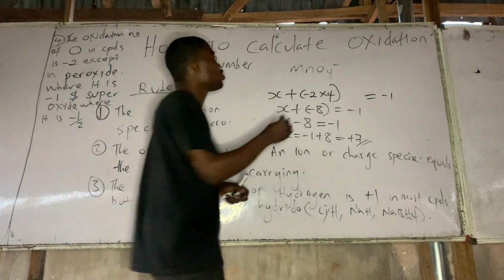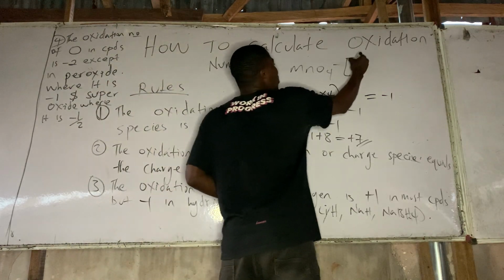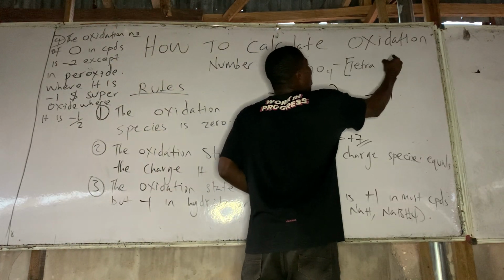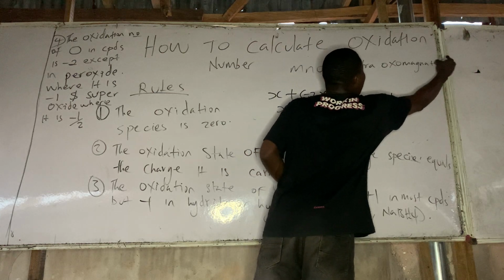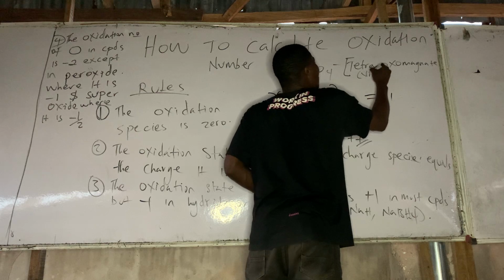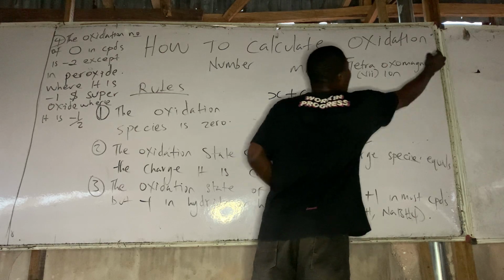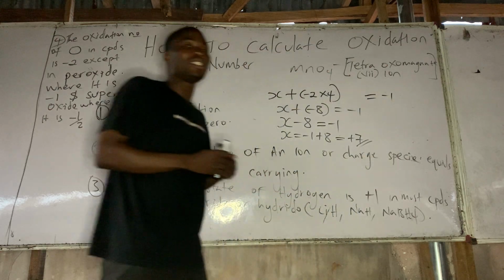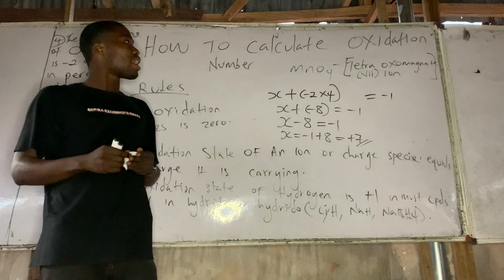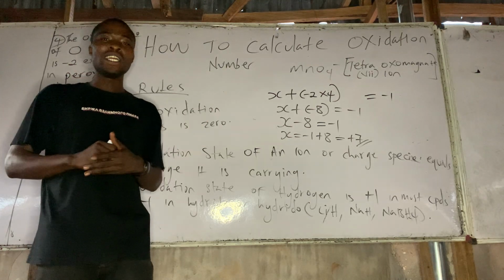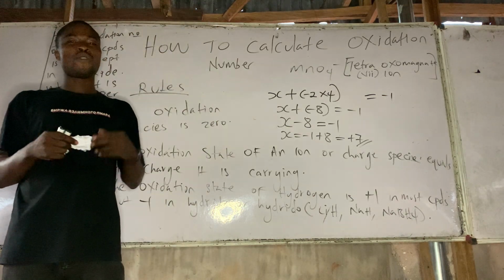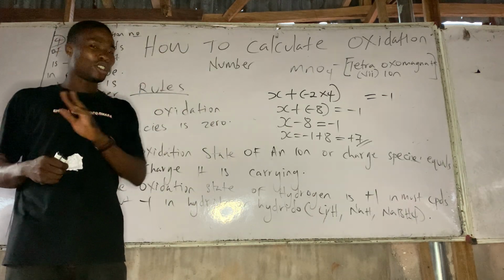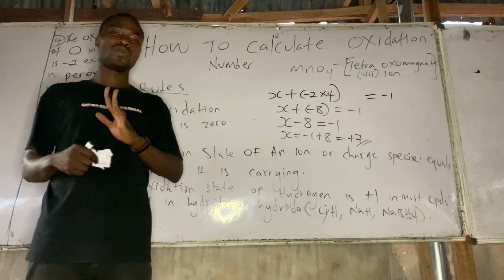Let me write it down for you so that you get it. So it's usually involved in the IUPAC name: tetraoxomanganate(VII) ion. So this is the IUPAC name of the ion. With this in mind, I believe everybody can go through this rule and solve more questions, because you need to know this before we balance redox equations.